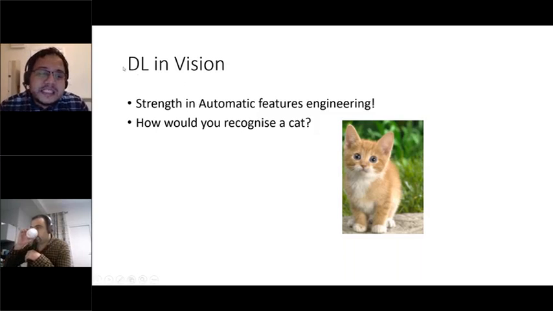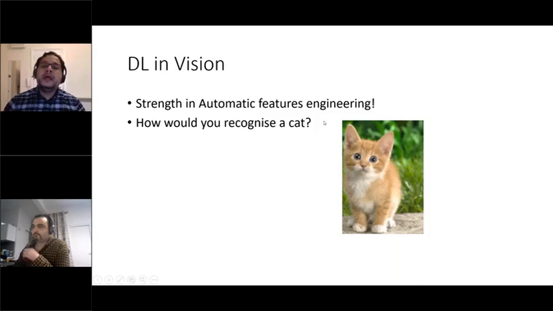So now let's see deep learning in vision, in computer vision. Deep learning models are very powerful in automatic feature engineering. I will explain what this is. Now, guys, how do you recognize a cat? How long does it take you to recognize a cat?